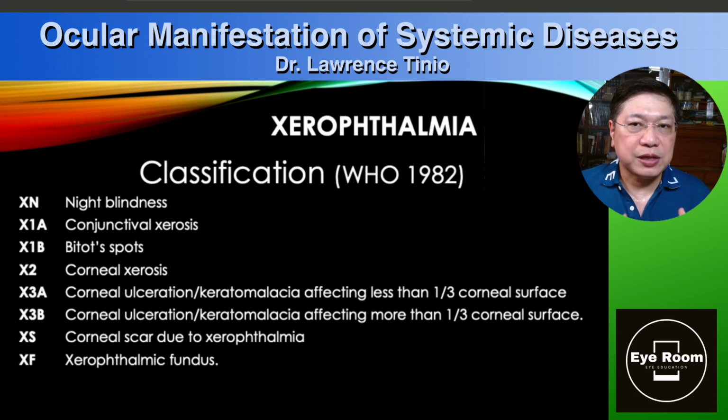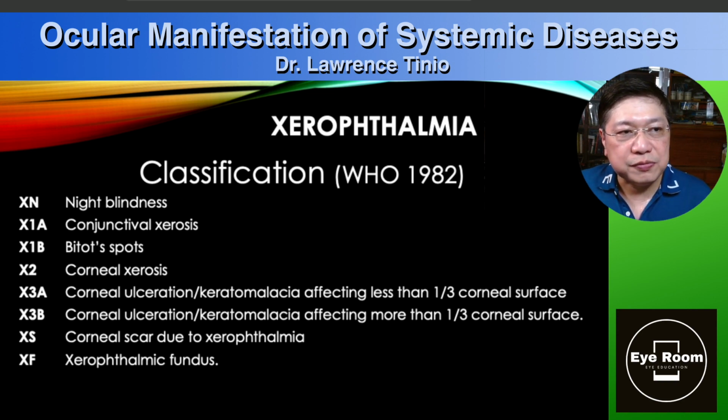Now, xerophthalmia, which is associated with vitamin A, is such a big problem as identified by the World Health Organization that they already came out with a classification for it. It ranges from XN all the way to XF. So XN, which is night blindness, or the patient starts to complain that when it becomes dark, they also have a very hard time to see things.